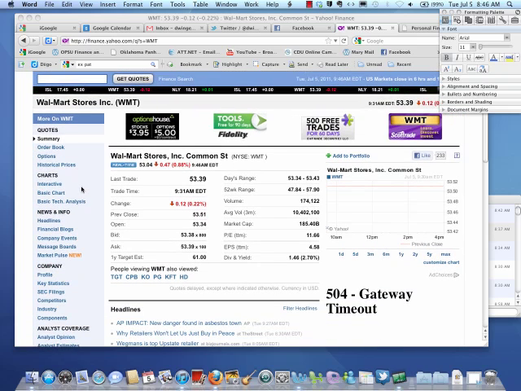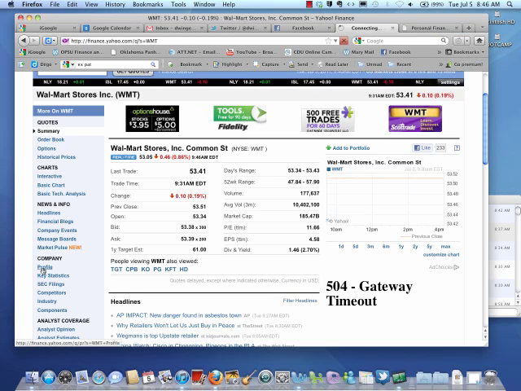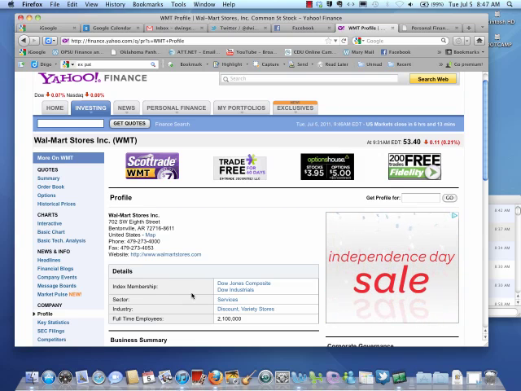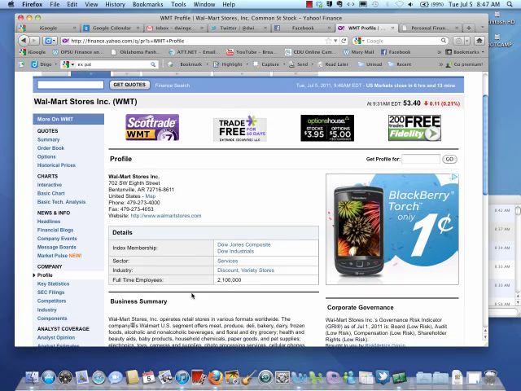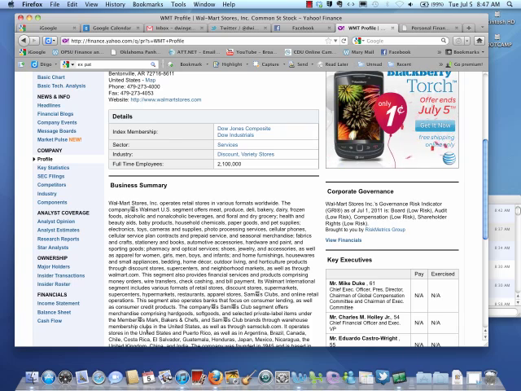Now, to find more information about the company, look on this side. Here's company information. Look at profile. Click on profile. Okay, here we go. We have the address of the company. It also tells you what indexes it's in, sector, industry, which will be the very next question. The industry and primary product or service: discount, variety stores. It also gives you a whole summary of the business here. It tells you what it does. You can get the primary product or service out of that.